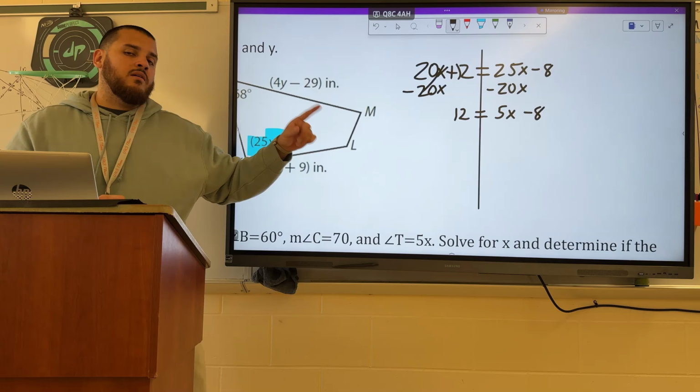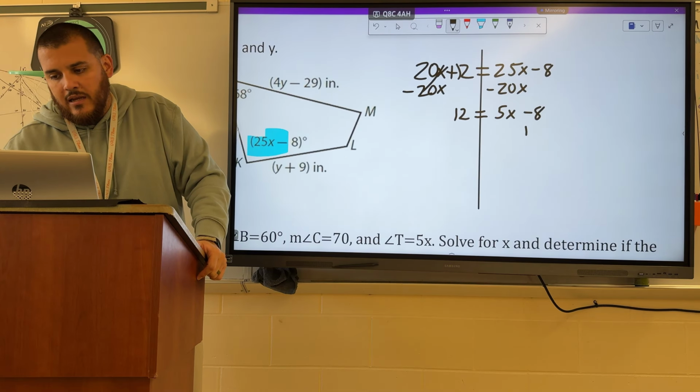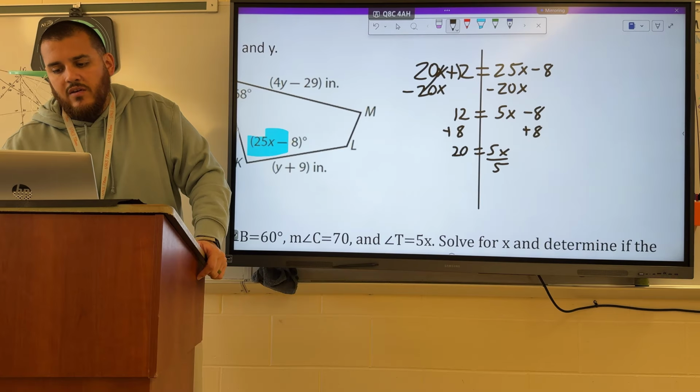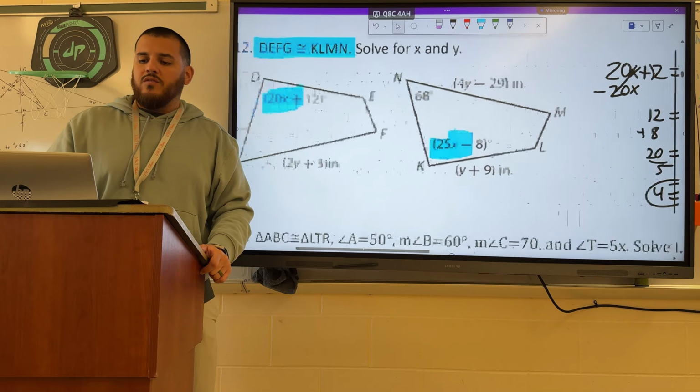Now that all the x's are on the right, I want to keep them on the right and get rid of everything else. So I'm going to move that minus 8, and I do that by adding 8 to both sides. So that gives me 20 equals 5x, and lastly I can divide both sides by 5 to get x equals 4. Right, now we're on to solving for y.